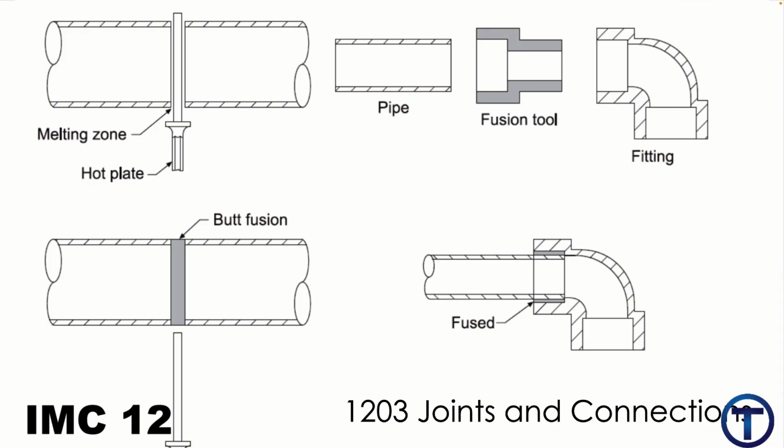Two pipes are pushed against a hot plate. The hot plate is removed and the pipes are pushed together end to end. That is butt fusion. Then we also have the socket type. The pipe and the fitting are pushed into a heating tool. The tool is removed and the pipe is pushed into the fitting.